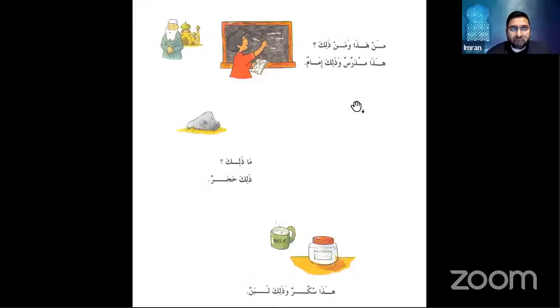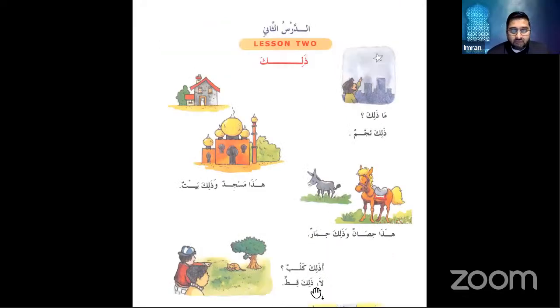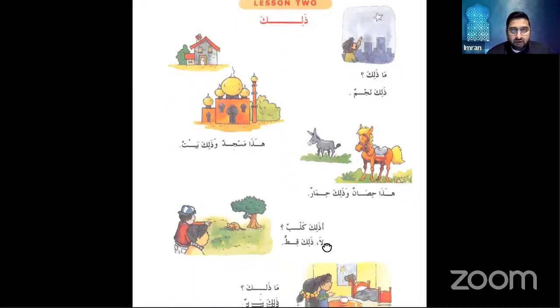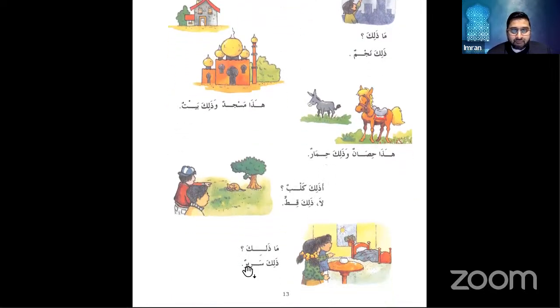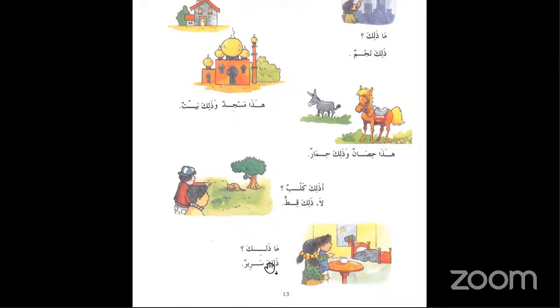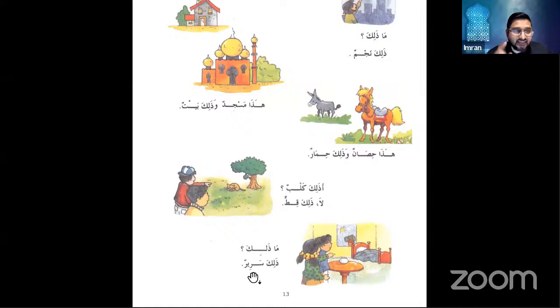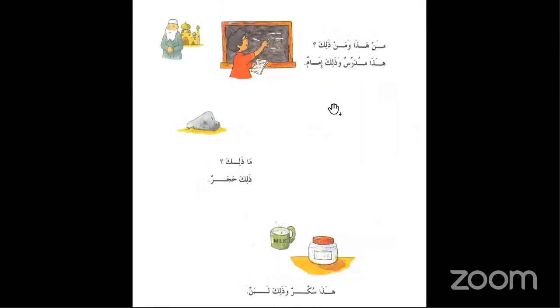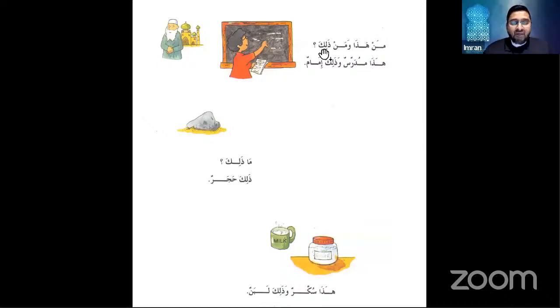Let's do this. "Ma dhalika," what is that? "Dhalika sarirun." Correct. That is a bed. Okay, excellent. Next page. "Man hadha wa man dhalika."